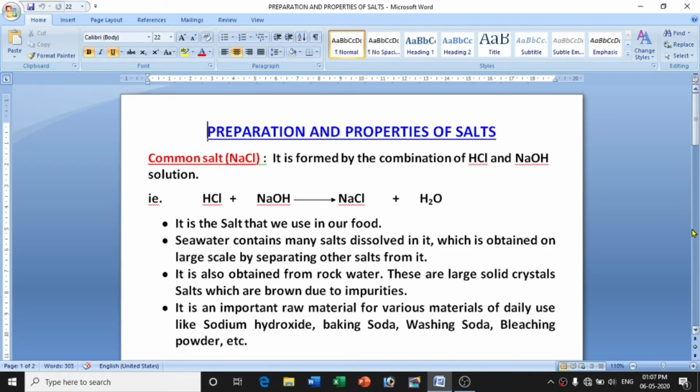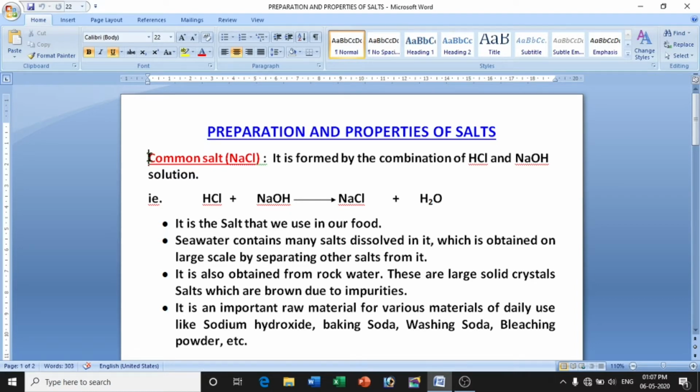Students, in the last class we discussed the pH scale, and with the help of the range of the pH scale we could understand the strength of acids and the strength of bases. So today you are going to learn about the preparation and the properties of some salts. So without wasting time, let's begin.